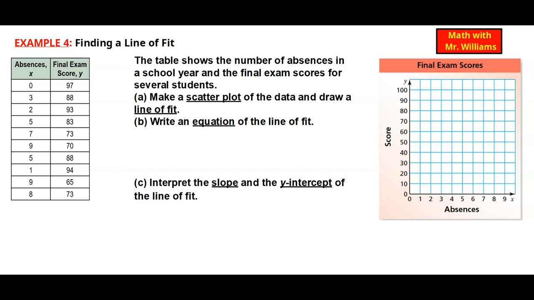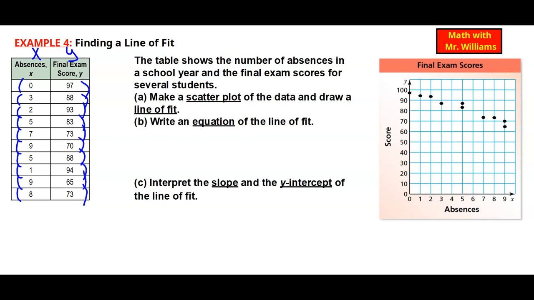So I understand that this is still X and Y as far as ordered pairs. So what I'm going to do is understand that each one of these is an ordered pair. I'm going to go ahead and graph them. So I'm going to start off with (0, 97), then (3, 88), (2, 93), (5, 83), (7, 73), (9, 70), (5, 88), (1, 94), (9, 65), (8, 73). All right, so now we have our scatter plot, and now we're going to draw a line of fit.